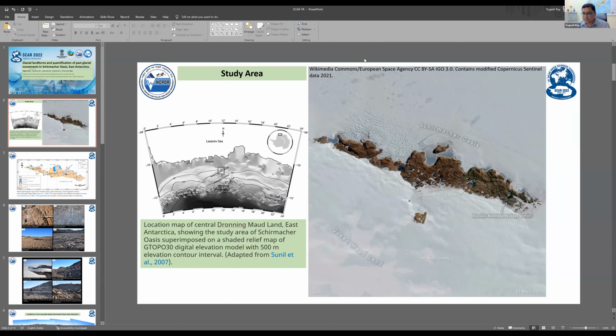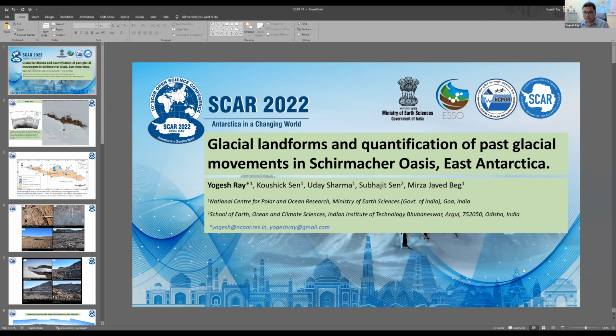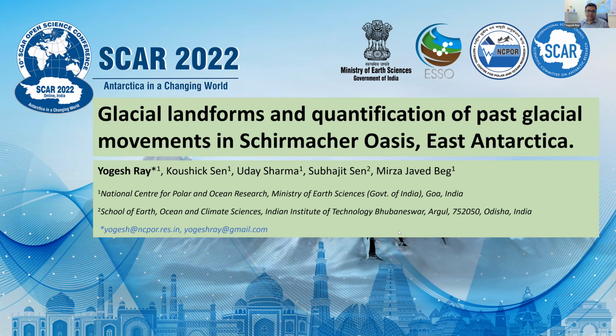Good afternoon, good morning, good evening, and namaskar from India. Myself, Yogesh Ray, and I work at the National Center for Polar and Ocean Research. And today I'm going to present our findings from Schumacher Oasis in East Antarctica. So basically, I'm talking about the glacial landforms and quantification of past glacial movements in Schumacher Oasis.